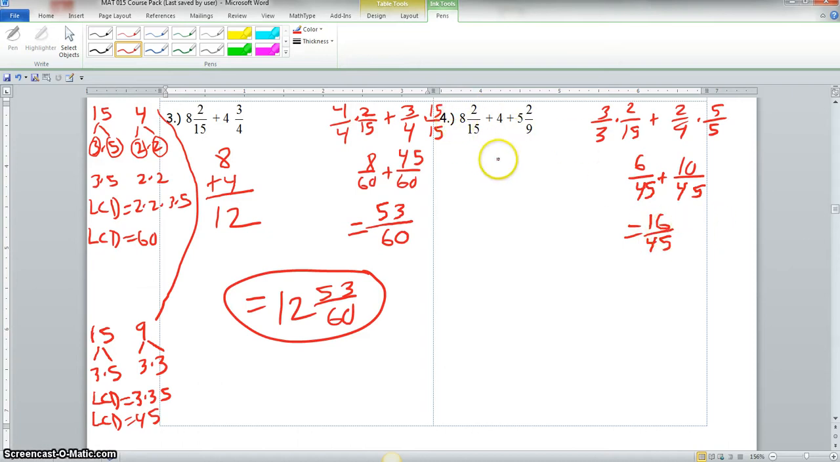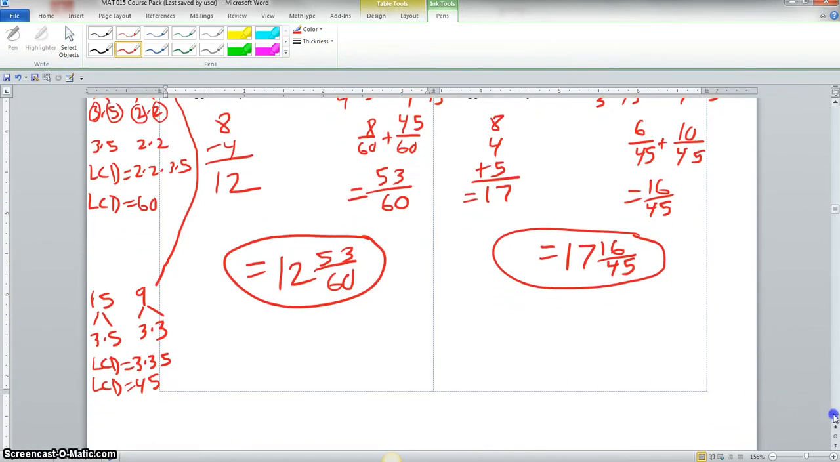Now we deal with our whole numbers. We add 8, 4, and 5. 8 plus 4 is 12, plus 5 is 17. So now we combine our whole number and our fraction, and that will give us 17 and 16 over 45.